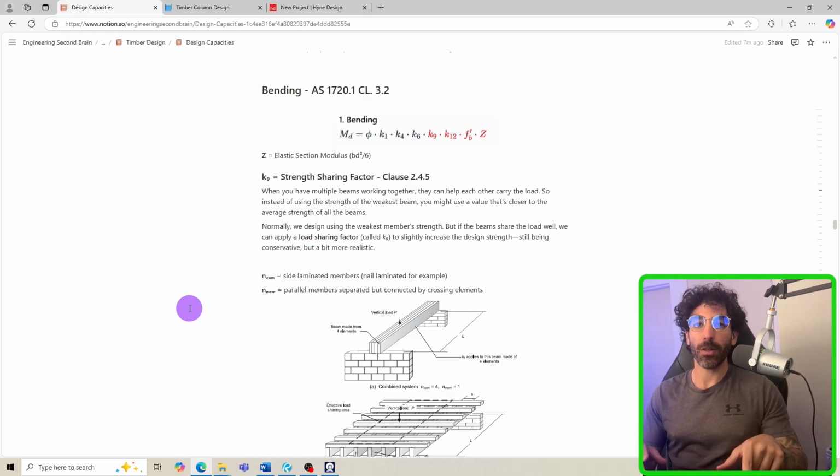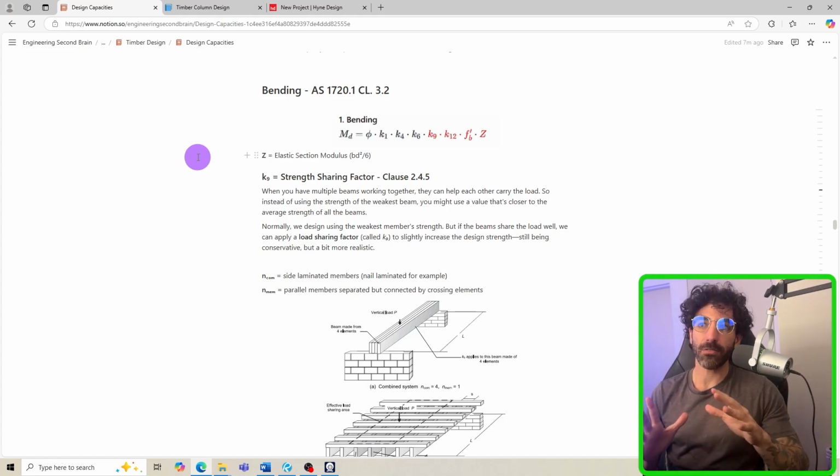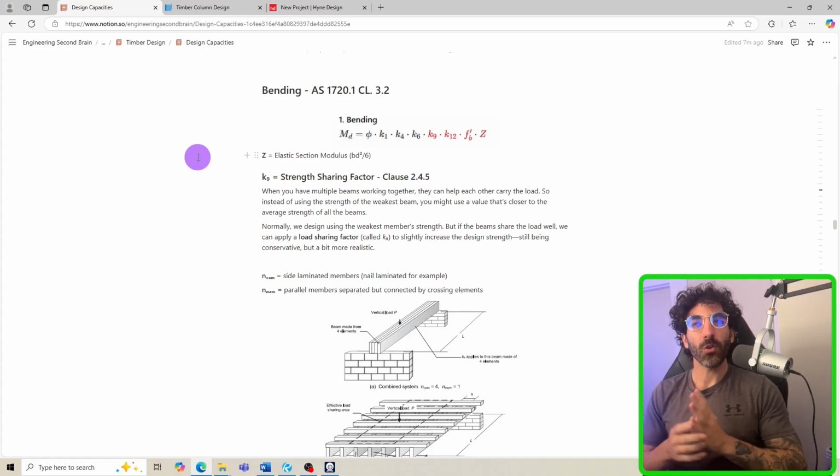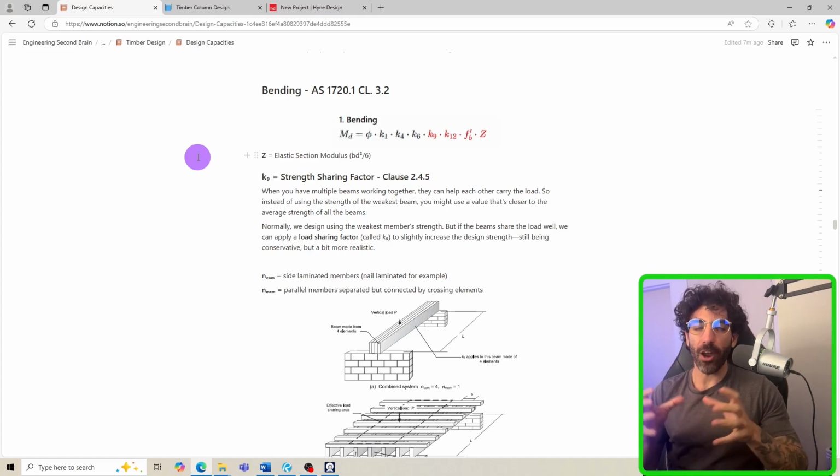Today we're going to talk about bending. So you can find bending in clause 3.2 of AS 1720.1. And just to give you a perspective, typically members with medium loads and medium spans will be governed by bending. For heavy loads and very short spans, shear will govern.